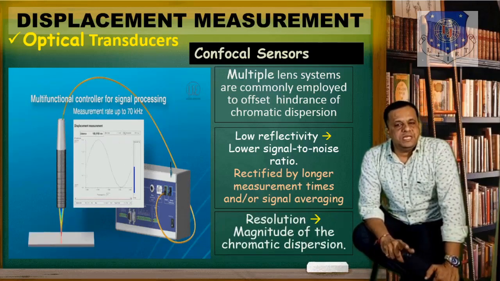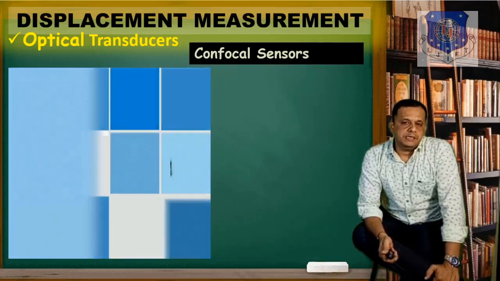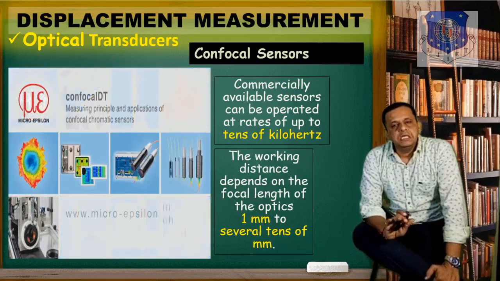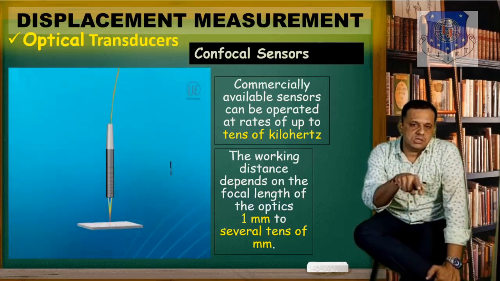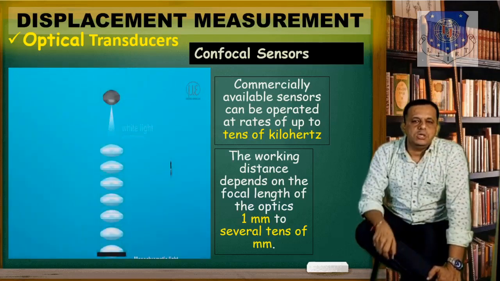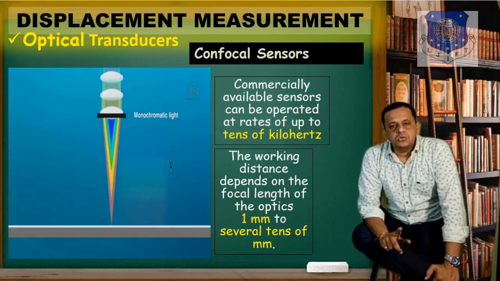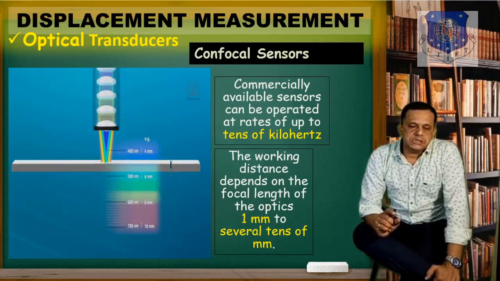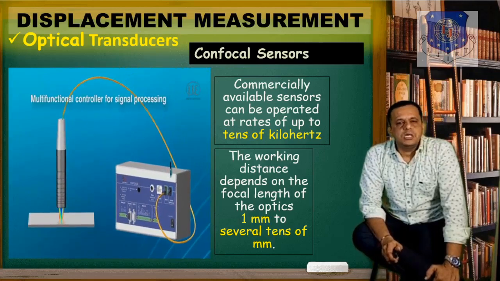Resolution will depend upon the magnitude of the chromatic dispersion, and commercially available sensors are in, say, tens of kilohertz frequency burst. Here you see the frequency, like the object is moving near and away from your light source, and it depends on the focal length, starting from 1 mm to several tens of millimeters. So basically this is for a very small displacement distance measurement system.